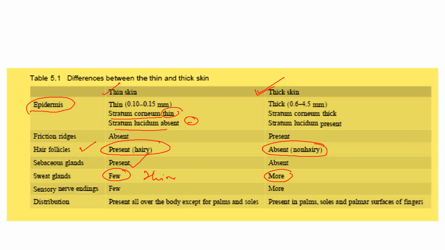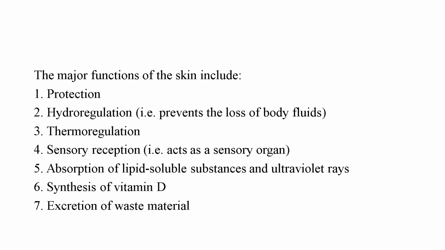Okay. Then the sensory nerve endings are less in case of thin skin, while it is more in number in case of thick skin. Mainly, the thin skin is present in the area of the palm and the sole, while the thick skin is present outside. The most of the body part of the body is covered by the thin skin, while the area of palm and the sole it is covered by the thick skin. You can see in your body the area of the skin which is present in the palm and the sole region is quite thick.